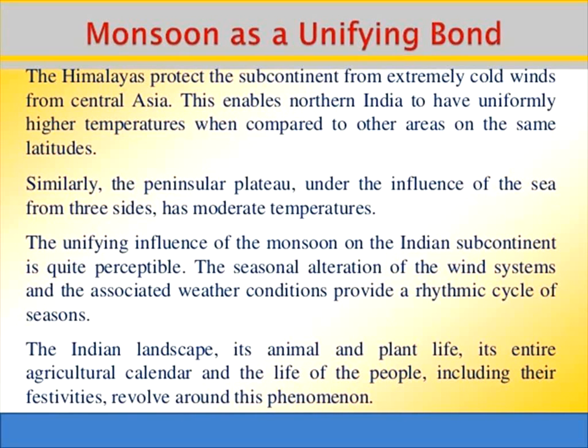And the Indian landscape, its animal and plant life, its entire agricultural calendar, and the life of the people, including their festivals, revolve around this phenomenon. That is why the monsoon is a unifying bond. If the monsoon fails, agriculture will completely fail, and we cannot even have food. That is the main thing. So we are completely dependent on the monsoon, and that is why we call the Indian climate a monsoon type of climate.